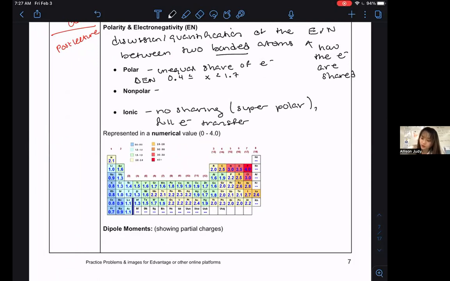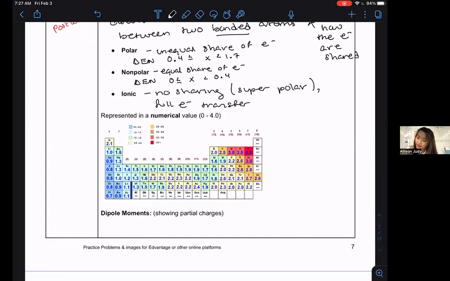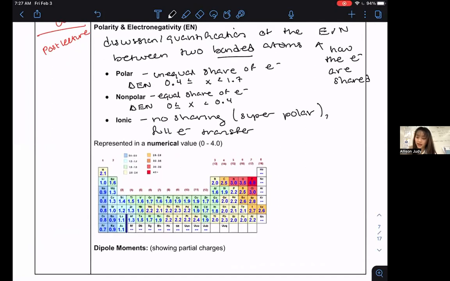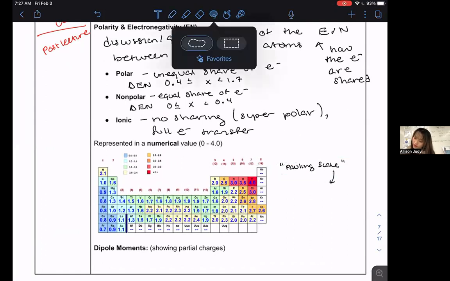And then nonpolar is when we have truly equal sharing of electrons. And that would mean our electronegativity difference ranges anywhere from 0 to less than 0.4. Now, if you're like, wait, where are these numbers coming from? Okay, so we actually quantify electronegativity through a scale known as the Pauling scale of electronegativity. And here, maybe I'll just move this over so we can clearly see it, okay?